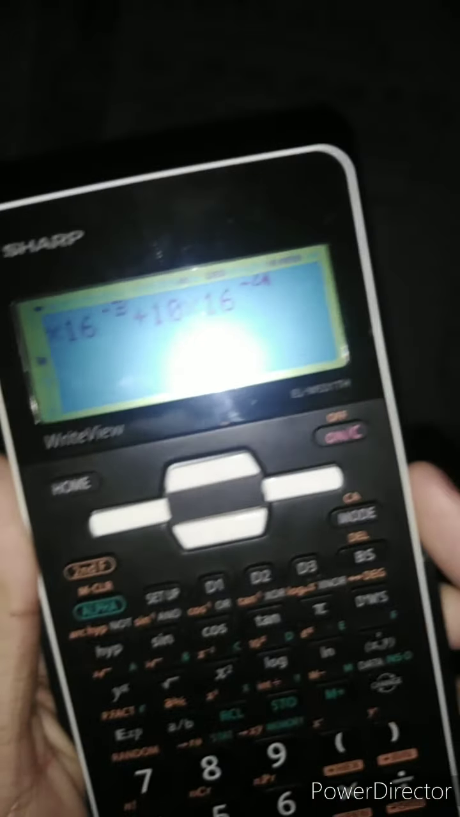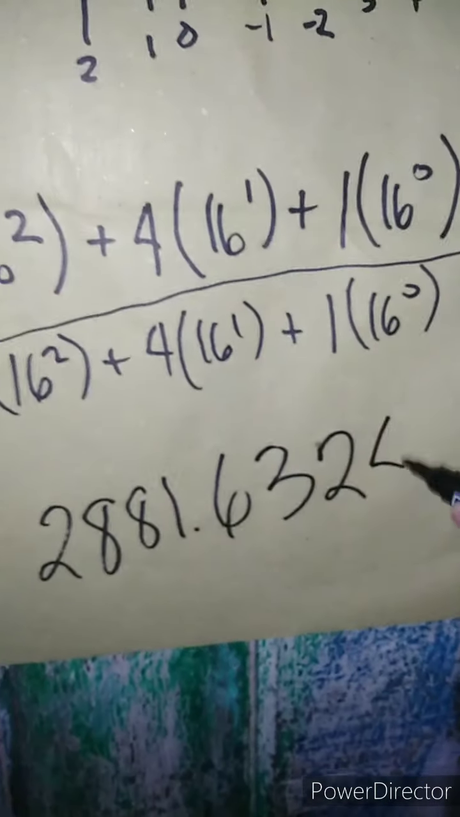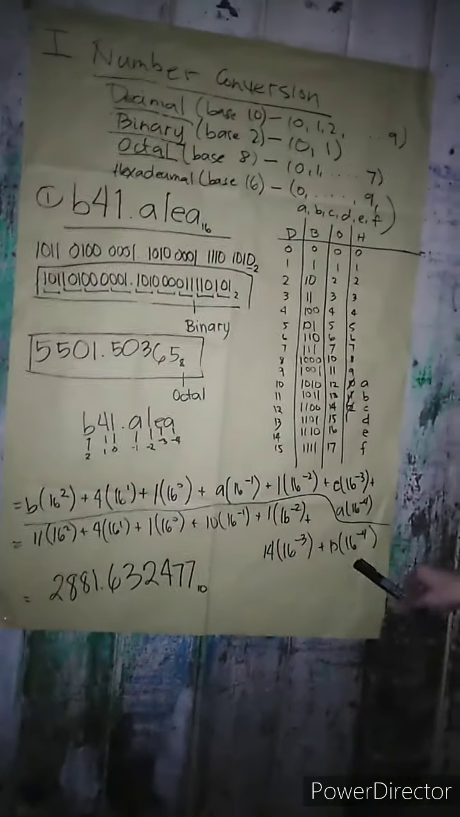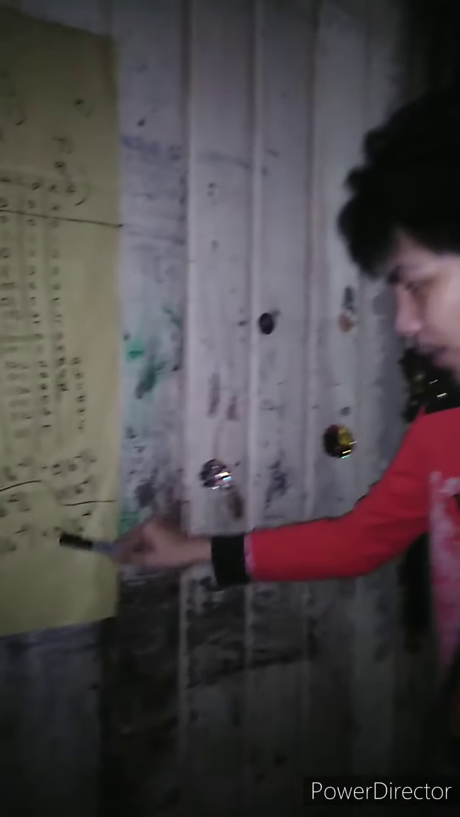And finally, okay, boom! We have 63247 base 10. Of course, this is just an approximation because obviously there are so many decimal points. This end part is just an approximation. So, yes. And that's all for number conversion.